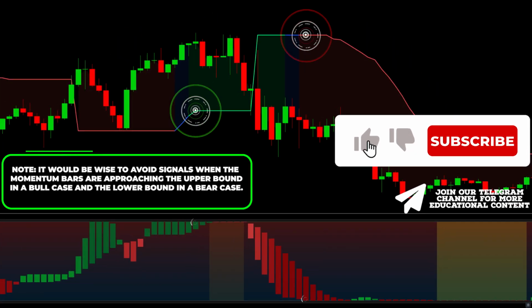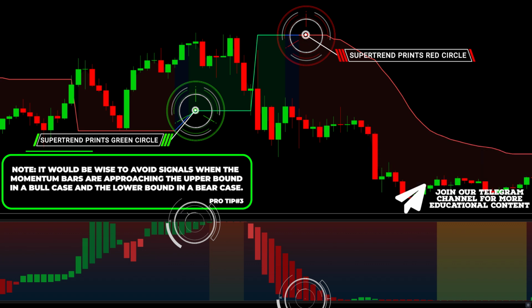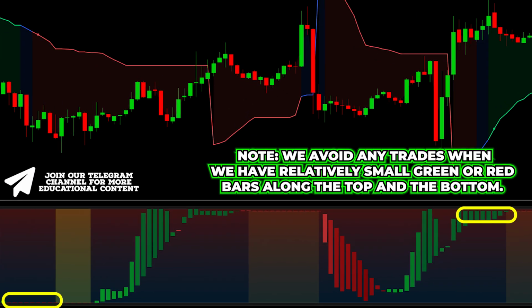Also, it would be wise to avoid signals when the momentum bars are approaching the upper bound in a bull case and the lower bound in a bear case. Finally, we ignore signals when the momentum bars exhibit minimal size.